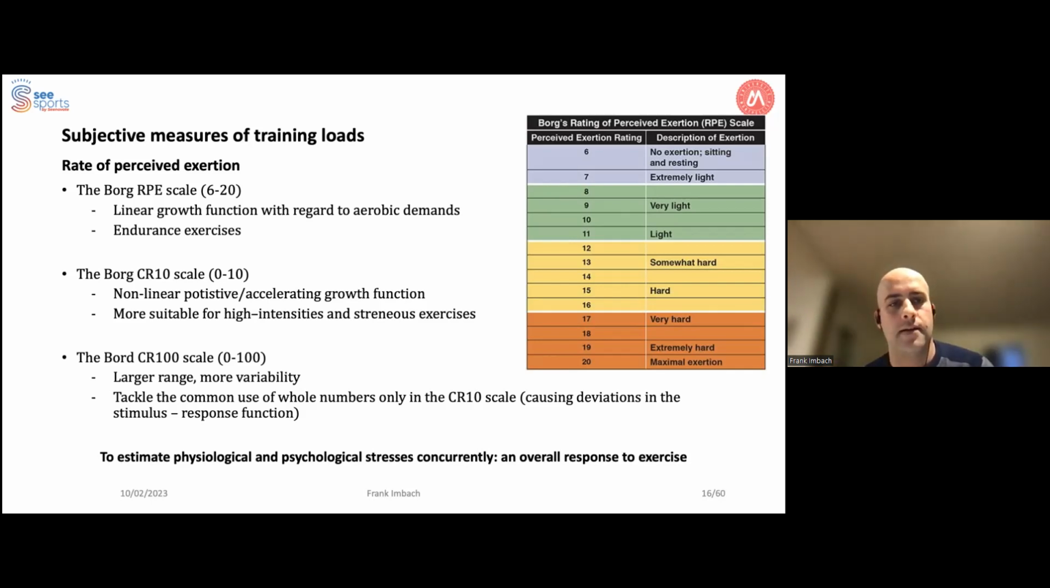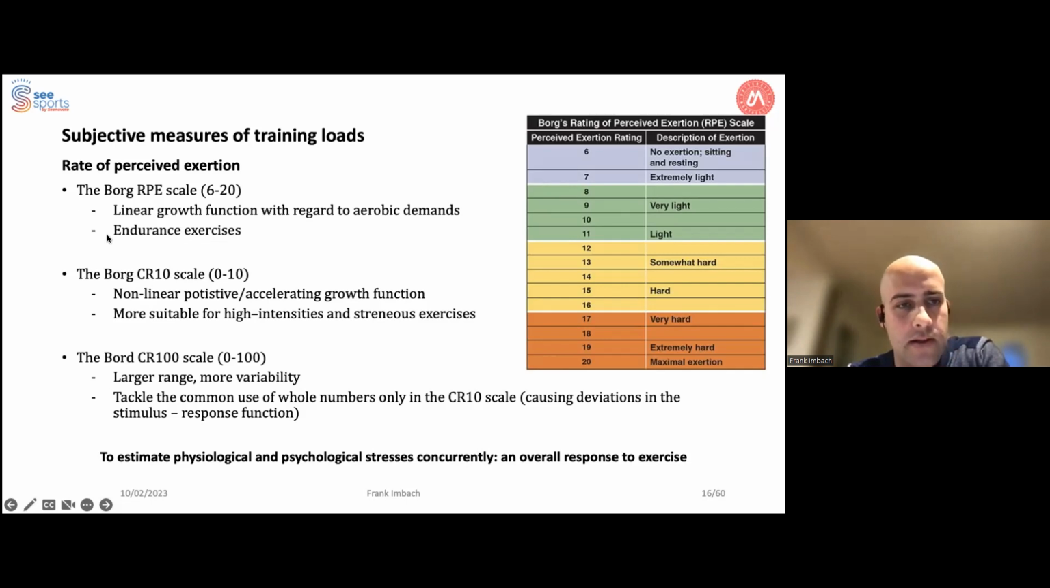And then we had alternatives or extensions to this 6-20 scale: a category ratio scale that ranges from 0 or 1 to 10, which is a non-linear and positive accelerating growth function. This one is more suitable for high intensities and strenuous exercises, and it is mostly used in resistance training, and not this one, which is more endurance.